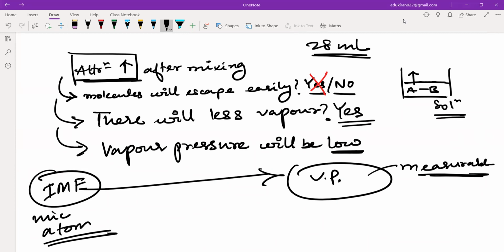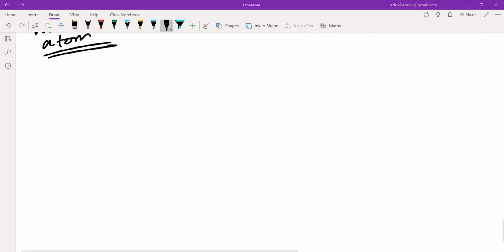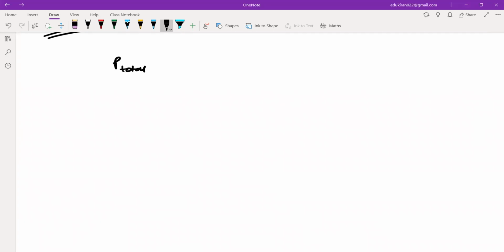Now, how to compare this? See, an ideal solution and non-ideal solution में क्या फर्क होता है? We have this equation which is P total equal to P naught A chi A. Please listen very carefully. Don't write anything. Plus P naught B chi B. Is that clear? Yes or no?